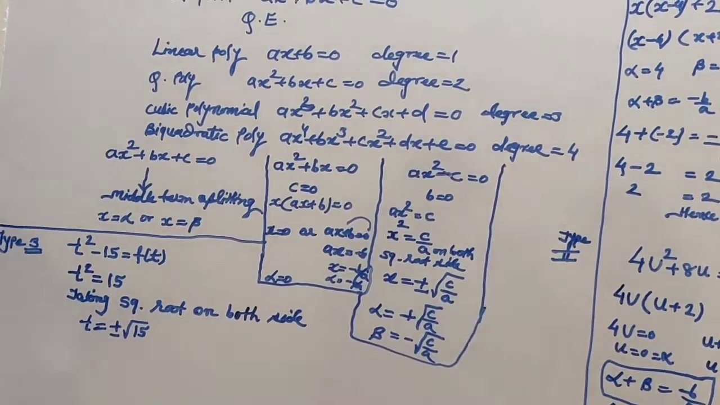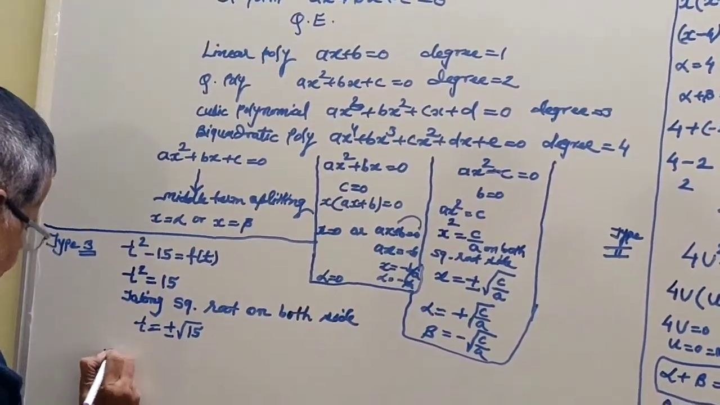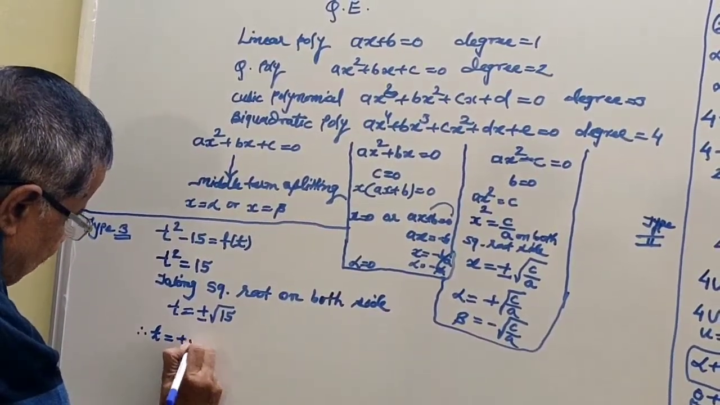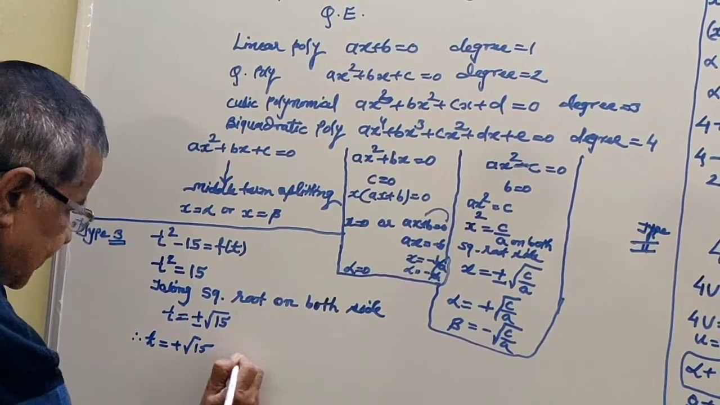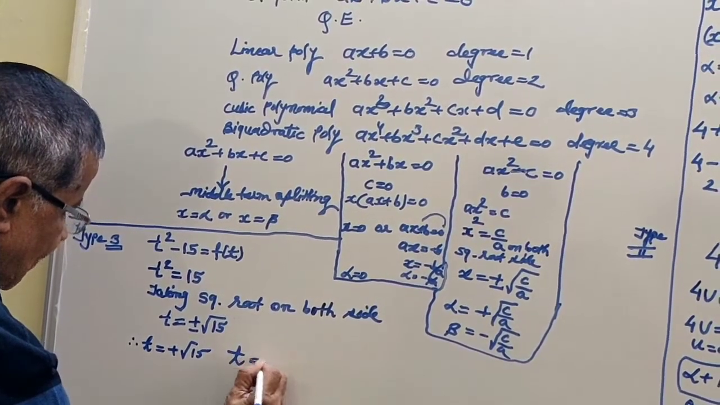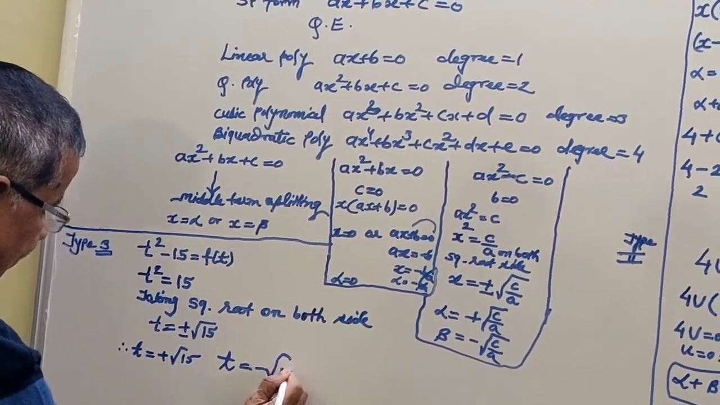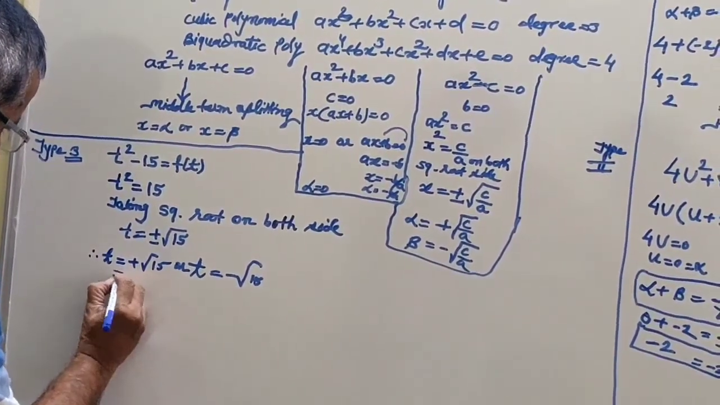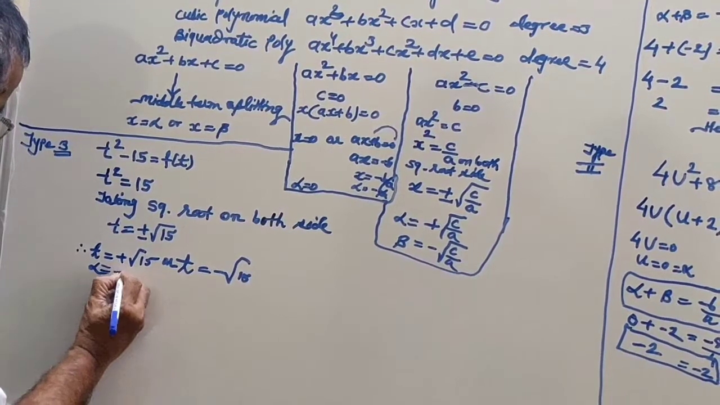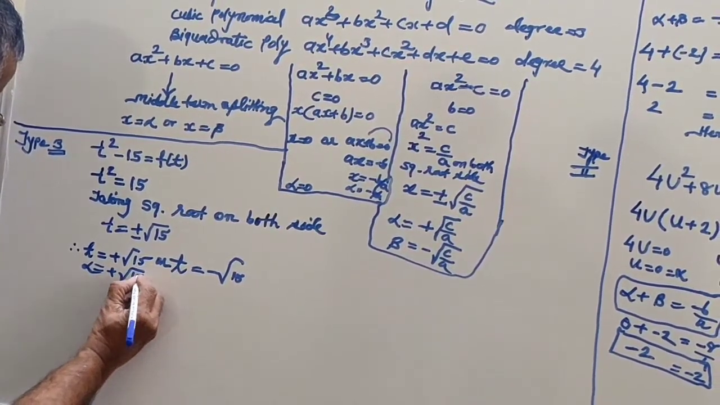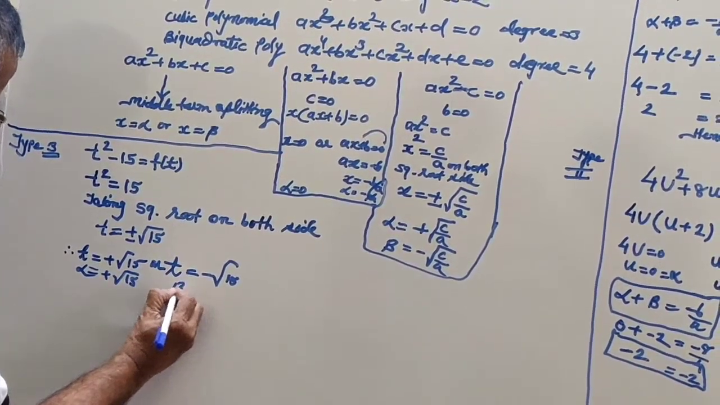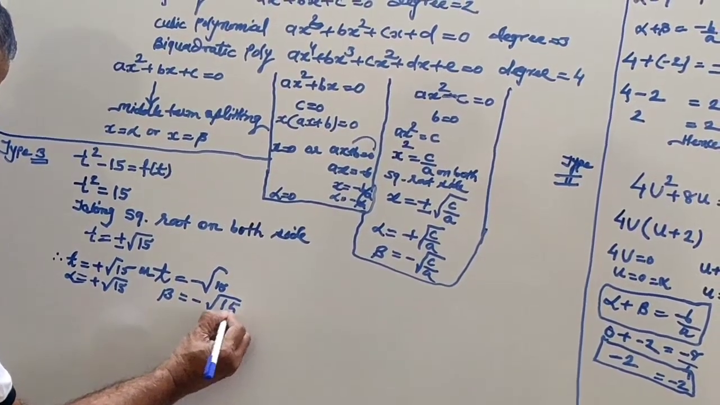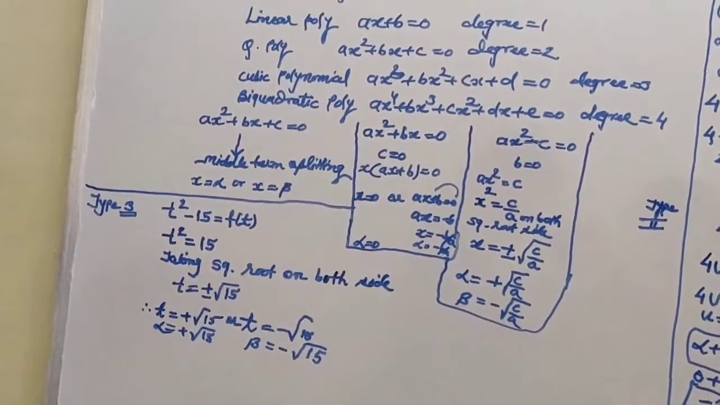Therefore t is equal to plus root 15, and t is equal to minus root 15. This is the value of alpha, plus root 15, and beta is equal to minus root 15. Now I will verify the relation.